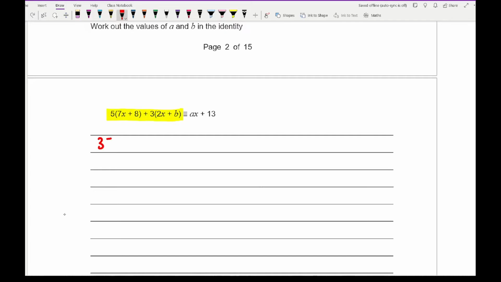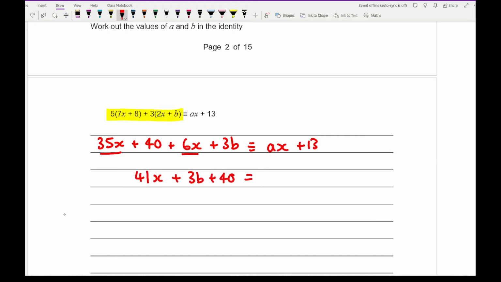So here I end up with 35x plus 40 plus 6x plus 3b, and that's equivalent to ax plus 13. Now if I just collect all my like terms together, I end up with 41x plus 3b plus 40, and again that's equivalent to ax plus 13. So then grouping and comparing the coefficients, I've got 41 equals a, so that one's done and dusted.